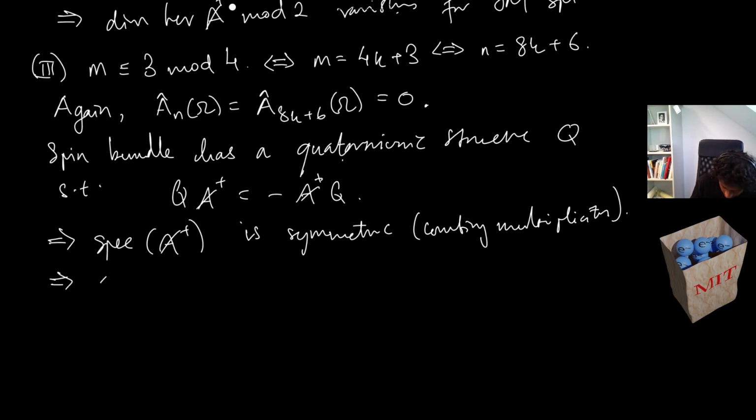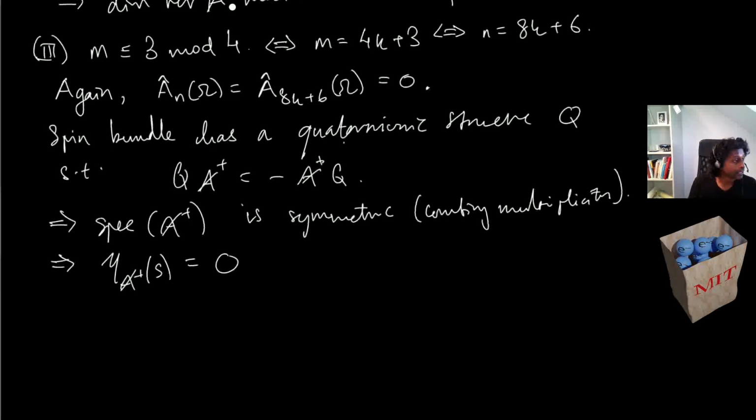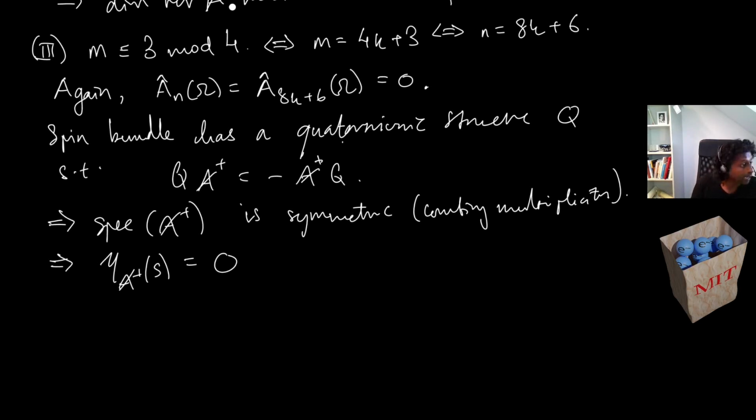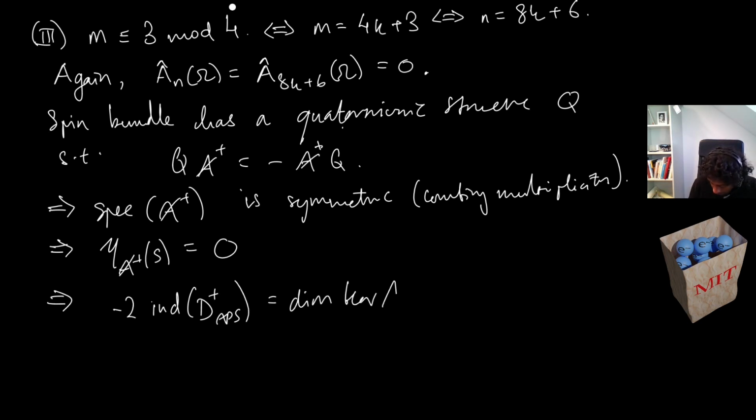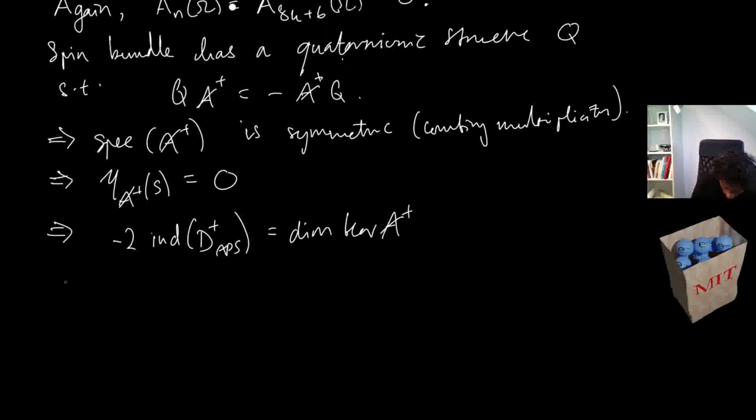That, as we've seen, forces the eta invariant, or the eta function, to be 0, and then the index satisfies this, as we've seen before. And what does that mean? That tells us now in this situation that the dimension of the kernel of this A plus is even dimensional.